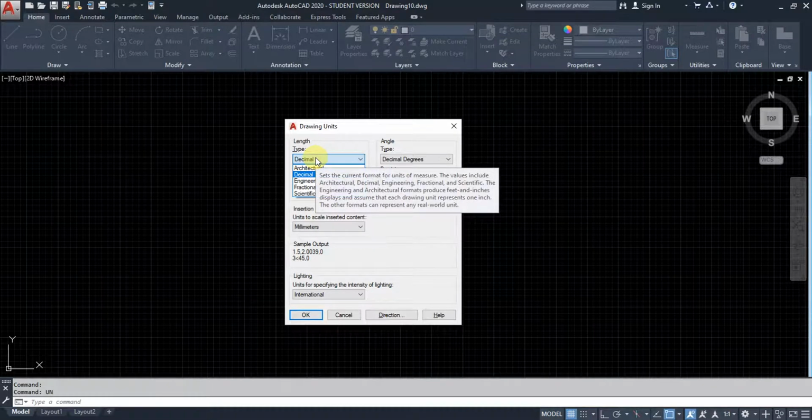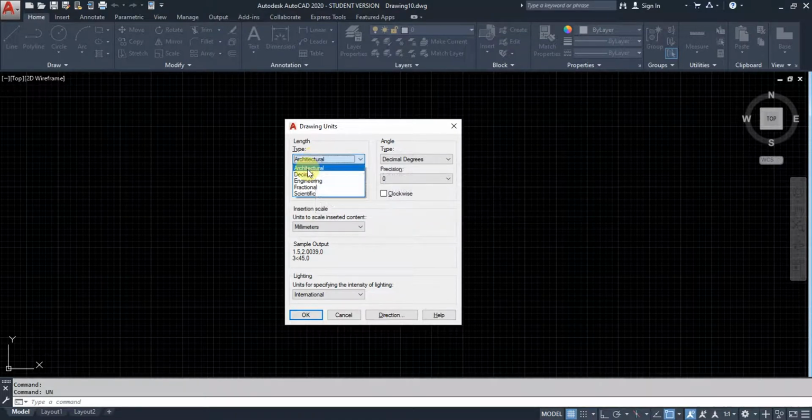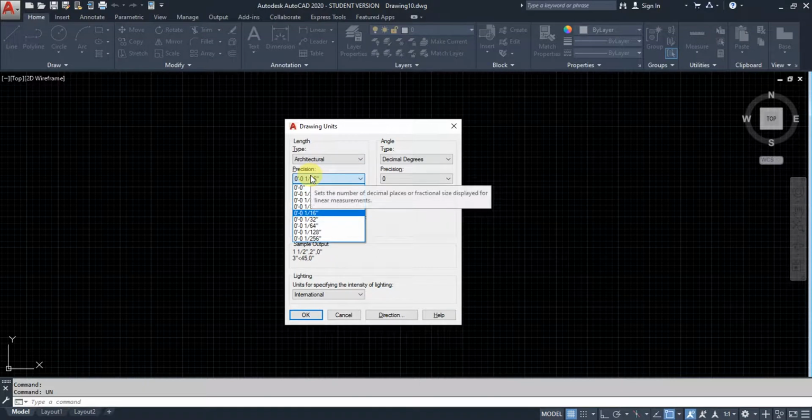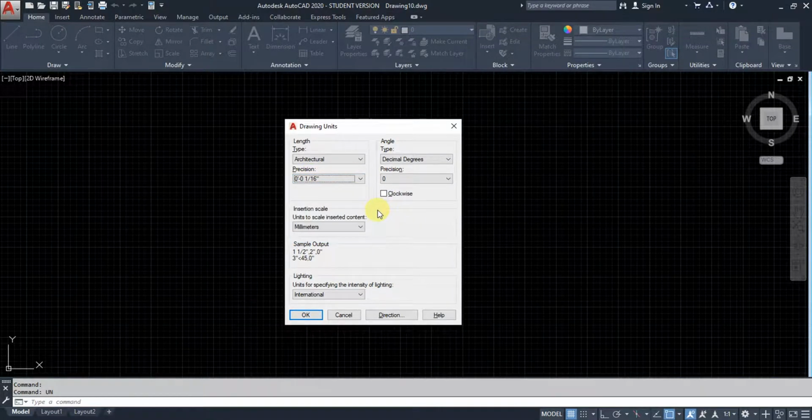It has five units: architectural, decimal, engineering, fractional, and scientific. Coming to architectural, we can control precision from 0 to 1 by 256. Most people know what a fraction is, right? So now I'm going to give an input in fraction. Here we have a sample for it.